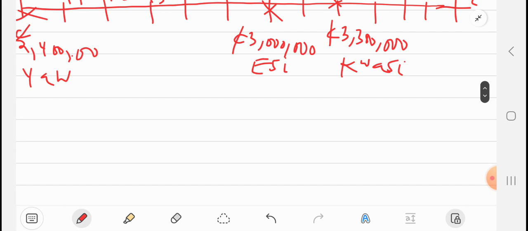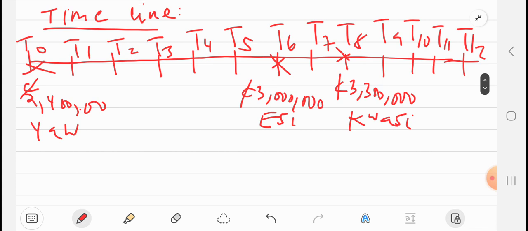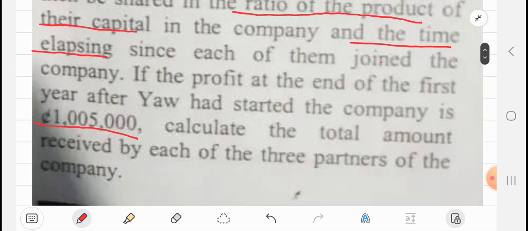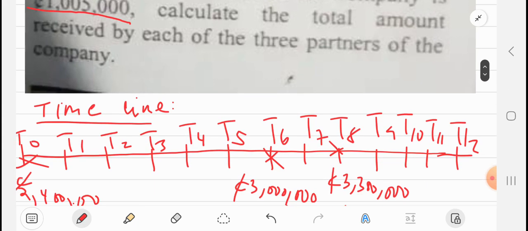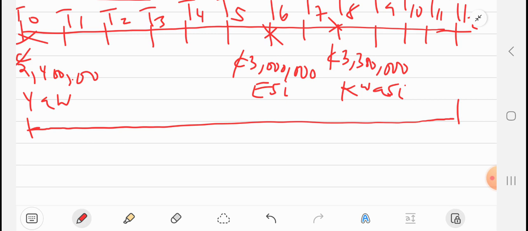Okay, so right now, we just take note of the times that each of the investments will remain in the company for the duration of the time until the end of the year. Because if you look at this question, they're effectively saying if the profit at the end of the first year, after you started the company, is exactly 1,005,000 Ghanaian cedi. So you'll realize therefore that this starts here and goes there.